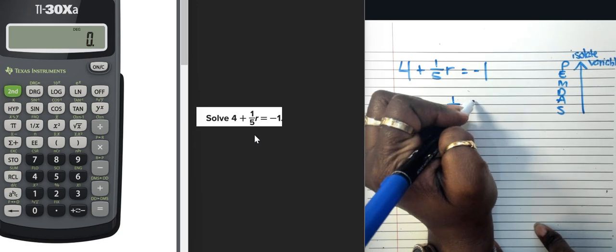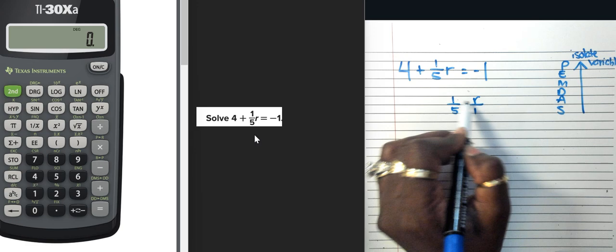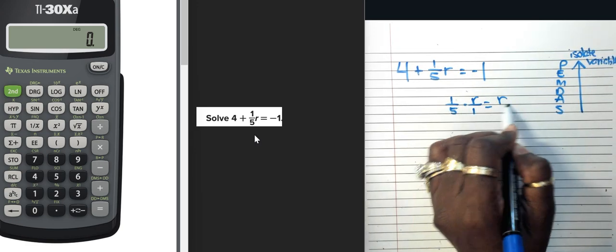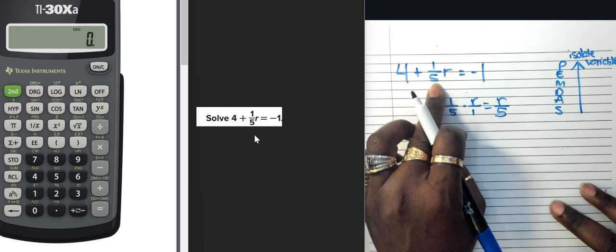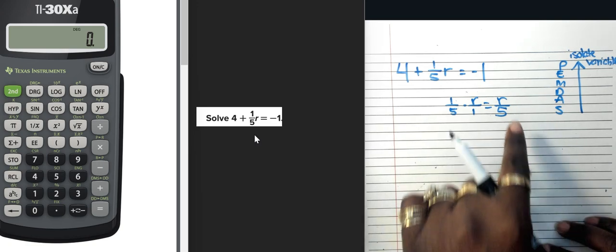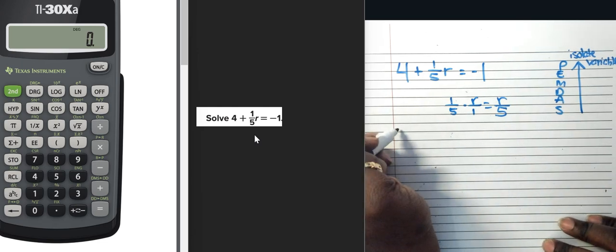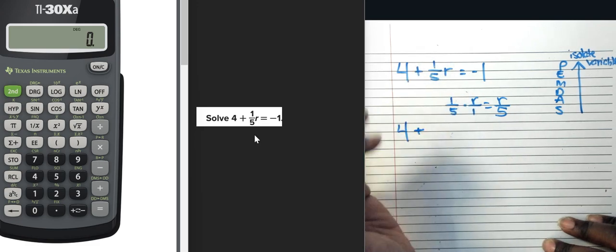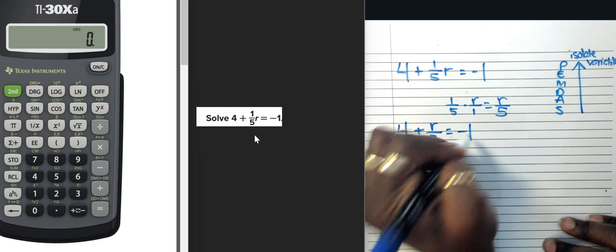1/5 times r, that would be the same thing as r over 1, okay? So this here, 1 times r, that means that we still have r, and then 5 times 1, that's 5, right? So r over 5. So 1/5 times r or r divided by 5, either one of them is the same thing. So we're going to look at it in this way so that you can better understand the other method that I'm going to show you. So this is 4 plus, instead of r being by itself, we multiplied it and it became r over 5, and then that's going to be equal to -1.